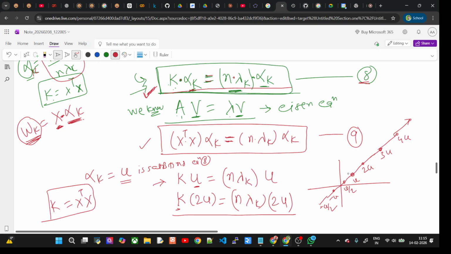But if I say I'm just scaling now, like how you know c into w, I'm scaling to 2u, it's a linear combination, no? So 2u also satisfies the same equation, k into alpha k. If I take 3u, it also satisfies equation number 8. It always satisfies this.